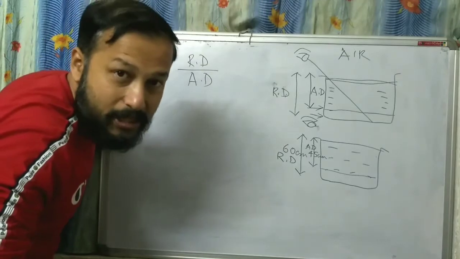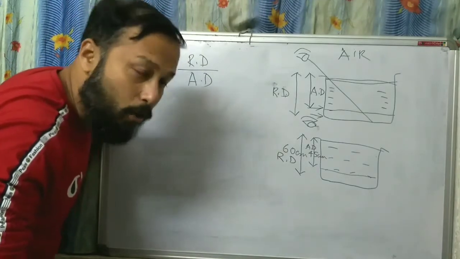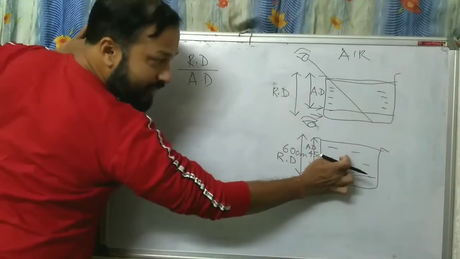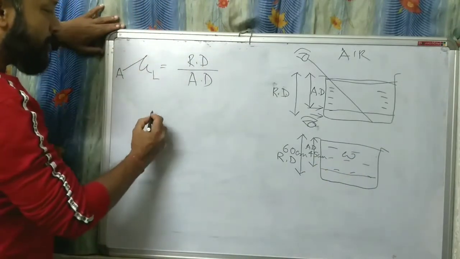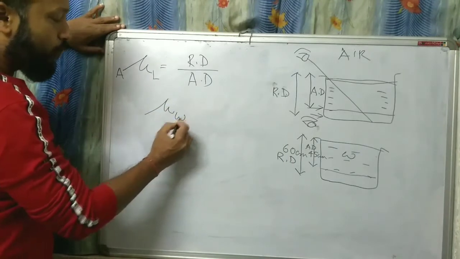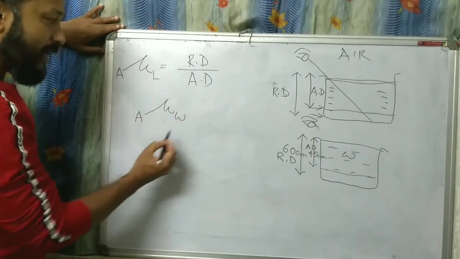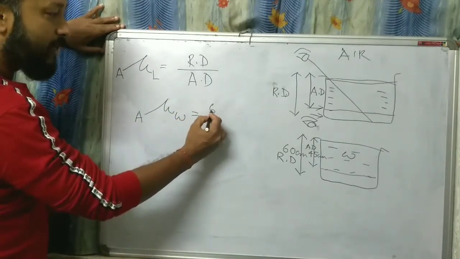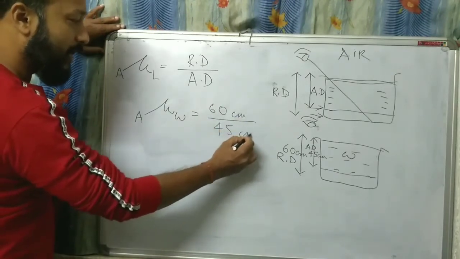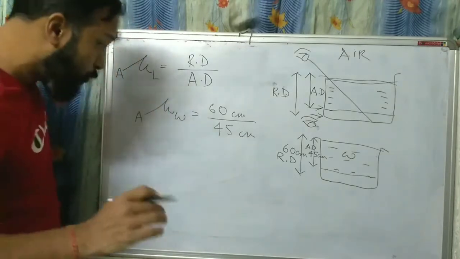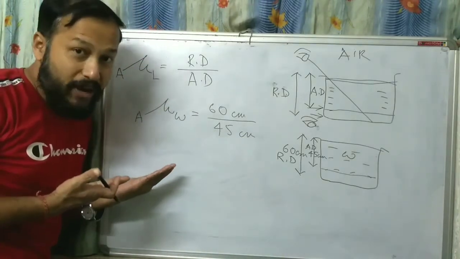Okay, apparent depth is 45 centimeter. Now we have filled this with water. Then we can say that refractive index of water with respect to air equals real depth, that is 60 centimeter by 45 centimeter. Any doubt? I'm sure you do not have any doubt, because it's a very simple relation.